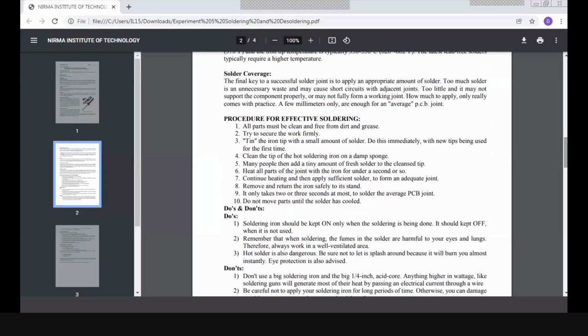So now there's a procedure for effective soldering. You can read these procedures. There are 10 points. All parts must be clean and free from dirt and grease when you are doing the soldering. So before soldering, you need to ensure that all parts are clean and free from dirt and grease. Then try to secure the work firmly and tin the iron tip with a small amount of solder. Do this immediately with a new tip being used for the first time.